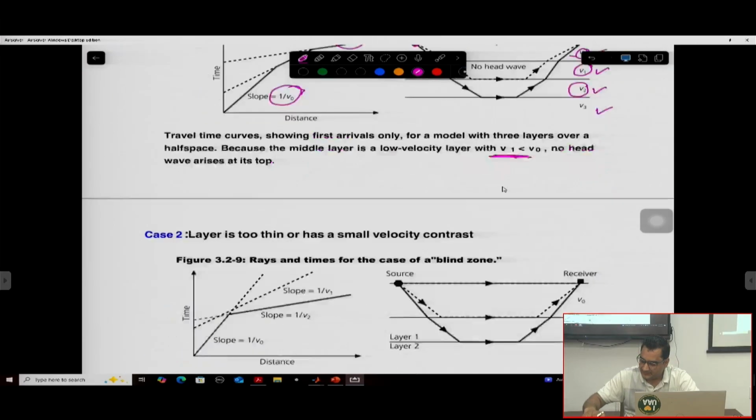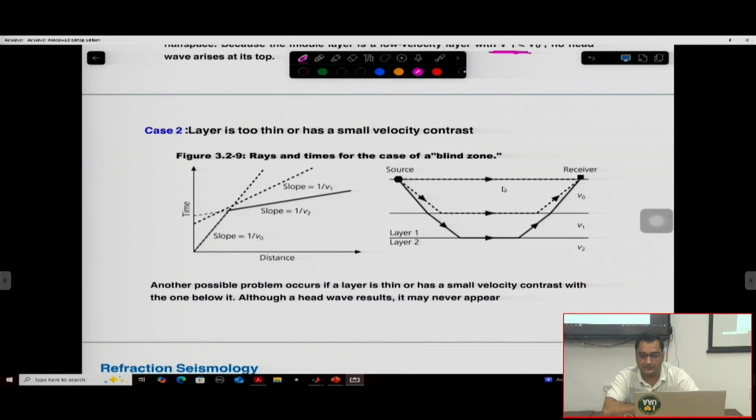Likewise, there is another limitation. Suppose there is a velocity contrast and velocity is still increasing, but it is not increasing that much. There is a very small velocity change, or you can say there is a very thin layer. In that case the head wave will appear, but it will appear so small that you cannot even identify it. That will be another limitation.